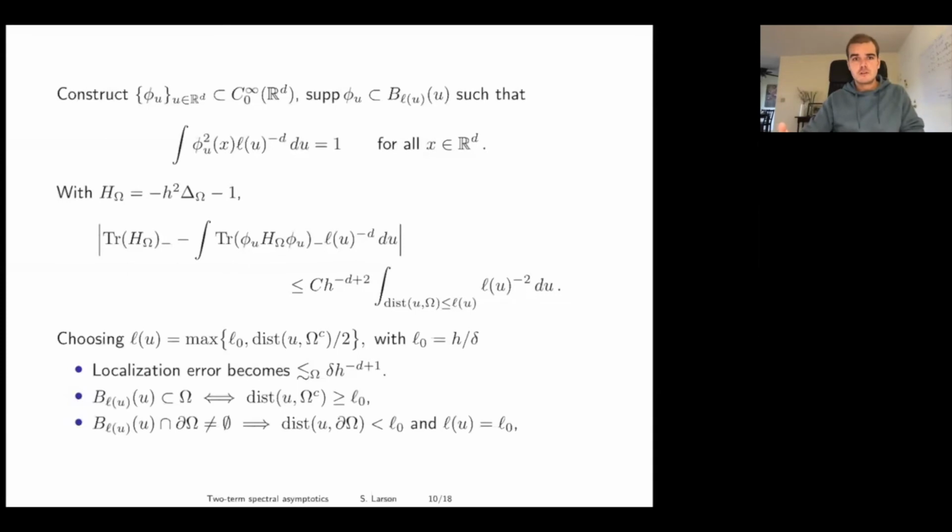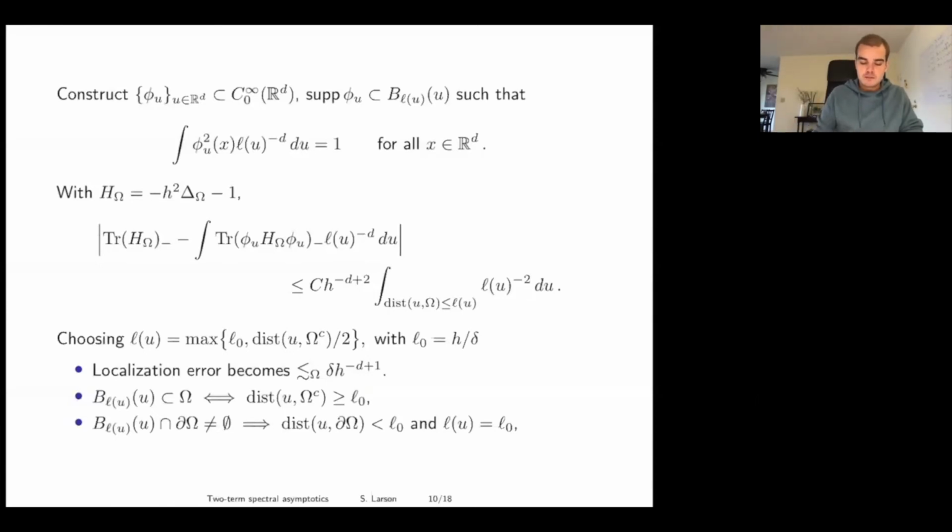With this particular choice, it is not too difficult to show that this term here can be actually estimated by h to the minus d plus one times delta. So since delta will eventually go to zero, this is good enough for us. And the gain from this minus two here really comes from that it's only in a small neighborhood of the boundary that the length is small. So if you're further than L0 from the boundary, then the length is large and doesn't really contribute much to this integral. And that's where you sort of get the extra power of h.